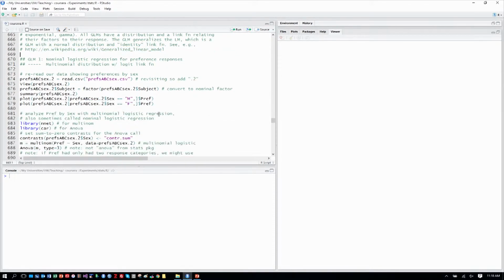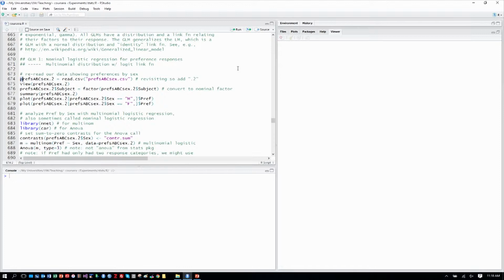Our first example is going to use what I previously called multinomial logistic regression. Sometimes it's also called nominal logistic regression. And that's because we are analyzing nominal variables or categorical variables as a response. We did this in our previous data, prefsABCsex, where we saw the preferences of males and females for three different websites, A, B, or C. And so this will use the multinomial distribution with what's called the logit link function. And you can look into that further as you like. So let's go ahead and do our reanalysis of this data.